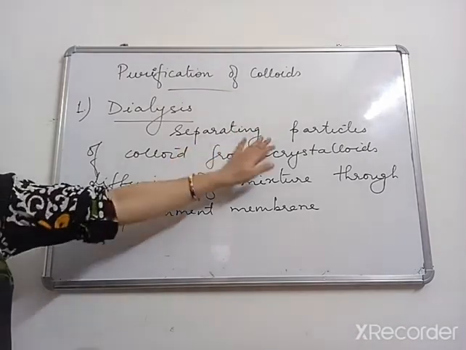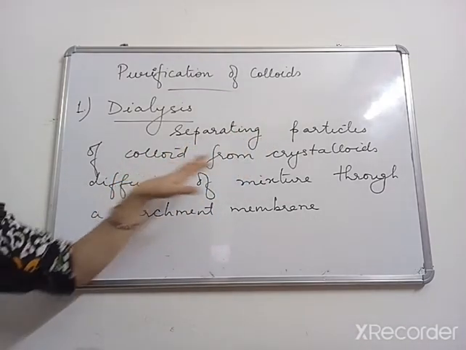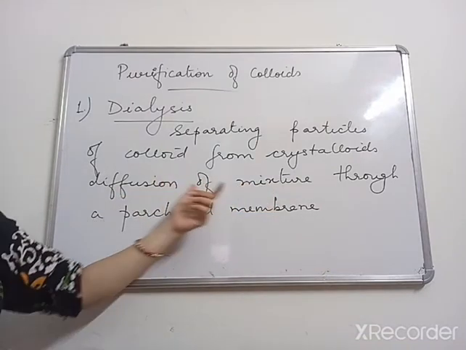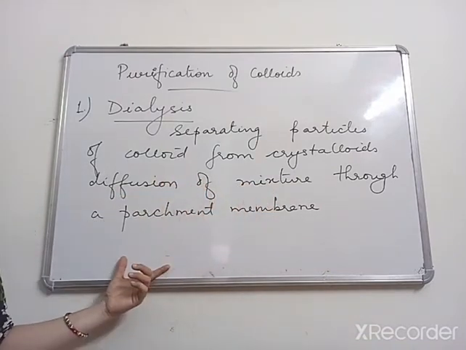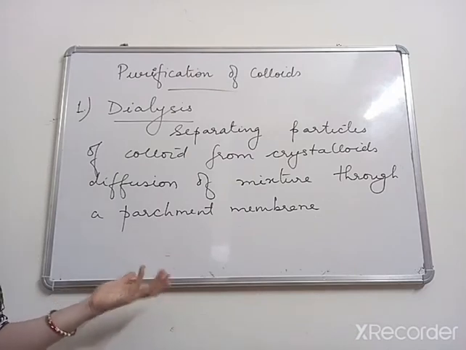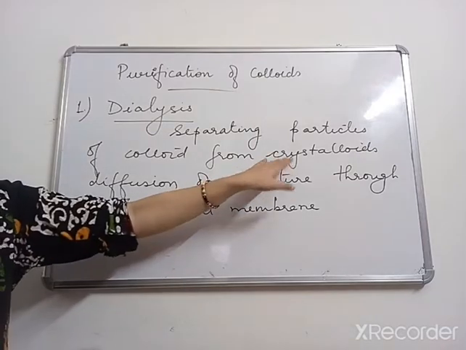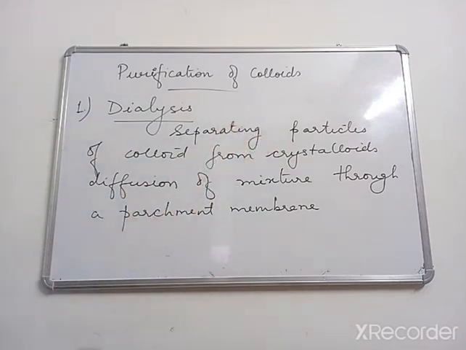So separating particles of colloid from crystalloids. तो crystalloid और colloid को अलग कर रहे हैं by diffusion of the mixture through the parchment membrane or animal membrane is dialysis. Now particles of the crystalloid pass through the animal membrane. एनिमल मेम्ब्रेन से क्रिस्टलॉइड पास हो जाते हैं क्योंकि इनका साइज छोटा होता है कंपैरिजन में कोलॉइड से, और बाहर रुक जाते हैं कोलॉइड के पार्टिकल, and colloidal particles are pure.